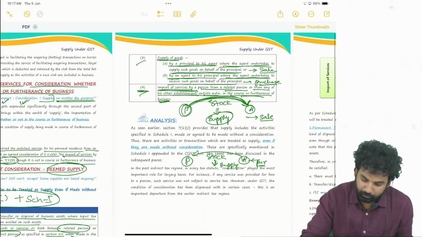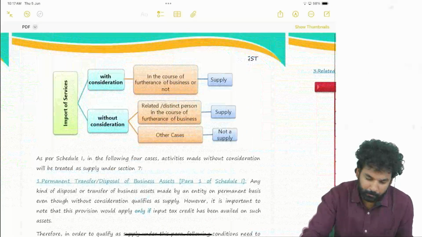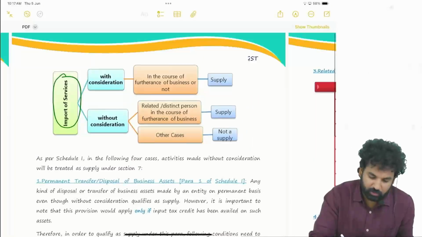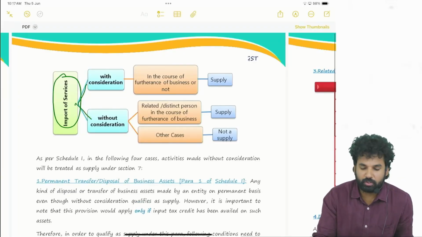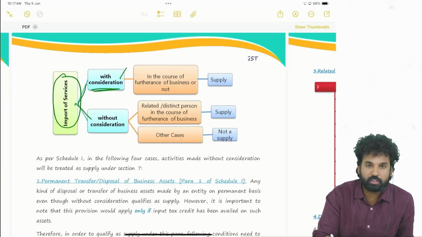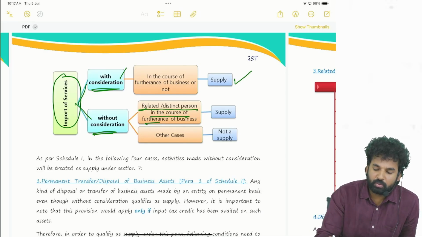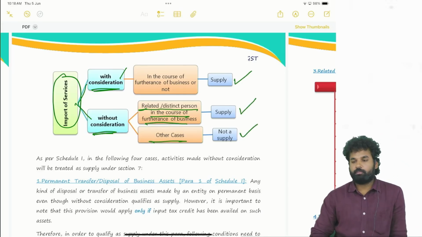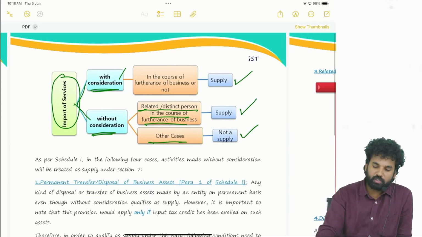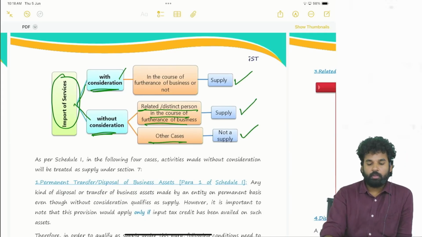See here, importation of services with consideration or without consideration. If it is with consideration, in the course or furtherance of business, then it is a supply. If it is without consideration, from a related person or distinct person in the course or furtherance of business, then it is supply. Other cases it is not a supply. You got this?